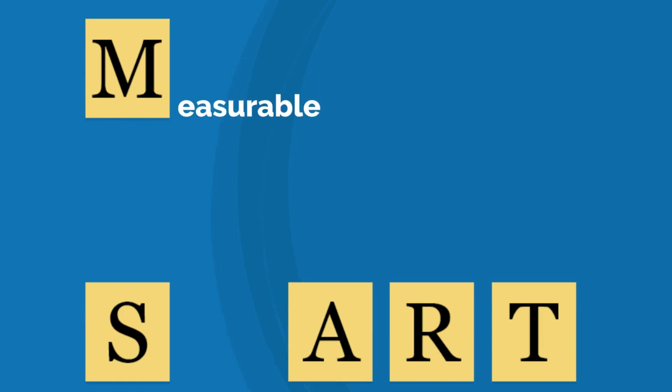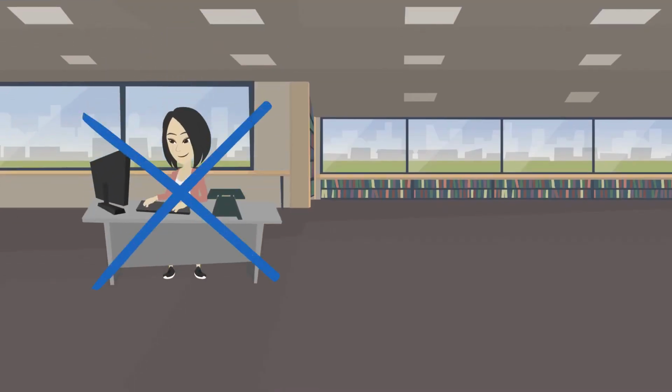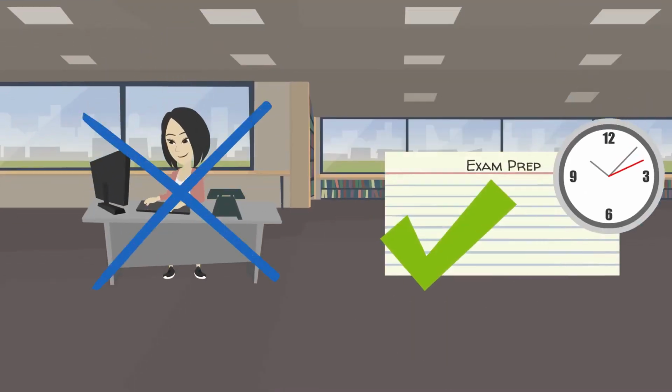M is for measurable. A measurable goal is the one where you can easily tell if you are accomplishing the goal or not. Study more is not measurable. Review flashcards for 15 minutes a day is.